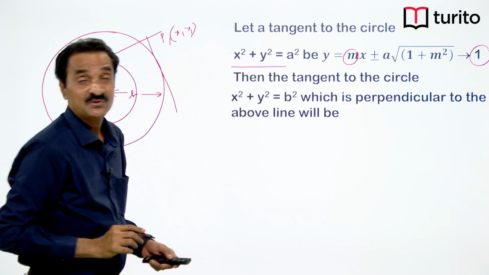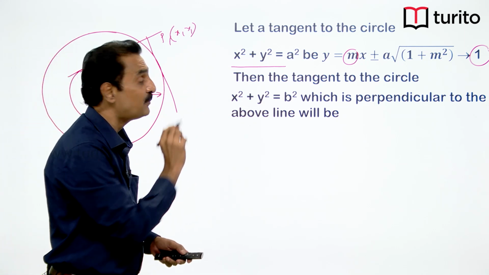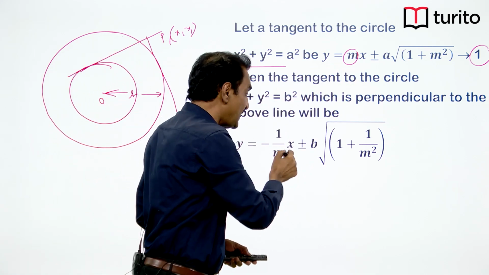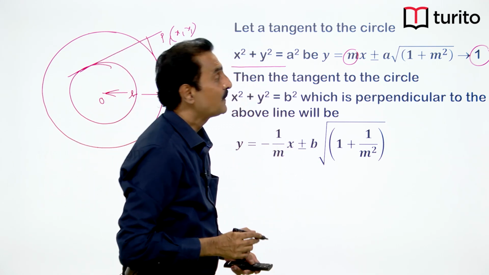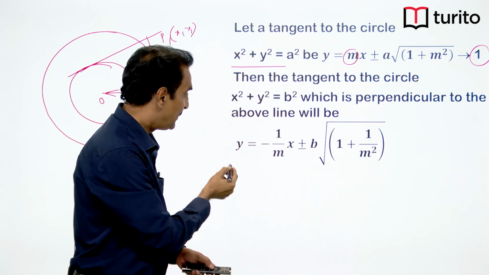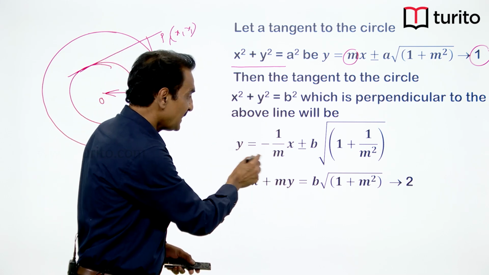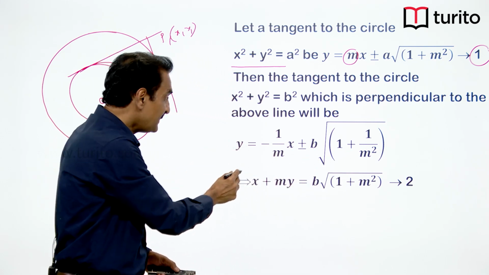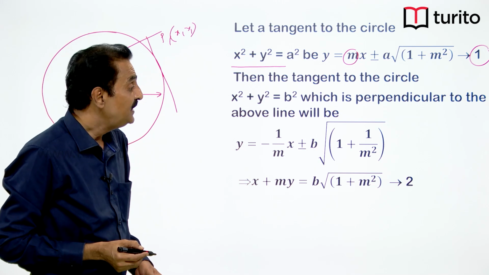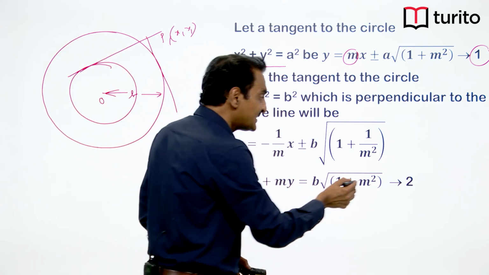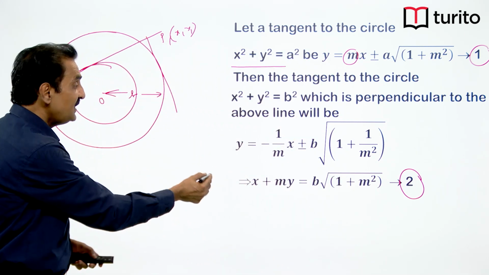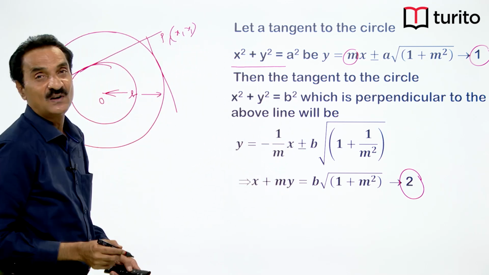Equation of the tangent to the circle x square plus y square is equal to b square, which is perpendicular to the above line, will be y is equal to minus 1 by m into x plus or minus b root 1 plus minus 1 by m whole square, which is 1 by m square. Now, I will simplify it. You can cross multiply by m, taking m LCM, cross multiplying by m, taking minus x this side, it becomes x plus my is equal to b root 1 plus m square. Now, denote this by equation 2. Now, these two lines 1 and 2 intersect at P x1 y1.